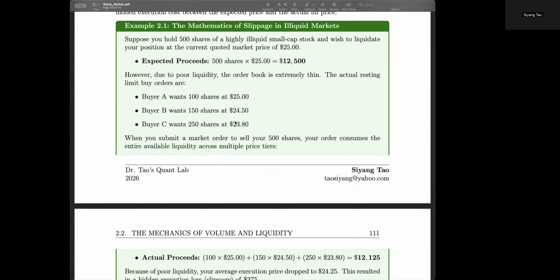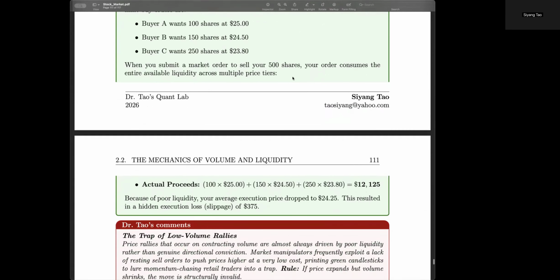You expected to receive $12,500. But because of poor liquidity, your average execution price dropped to 24.25 and you only received 12,125. That $375 hidden loss is called slippage. This is exactly why quantitative algorithms strictly avoid low liquidity environments. The execution costs destroy your mathematical edge.